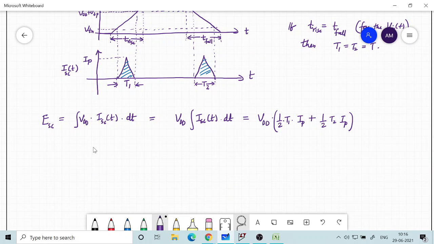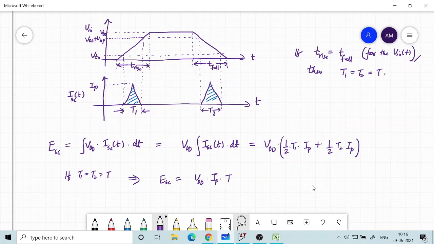Under the assumption T1 equal to T2 equal to T, E short circuit is basically VDD. These two terms become the same, so we can write it as VDD IP into T.